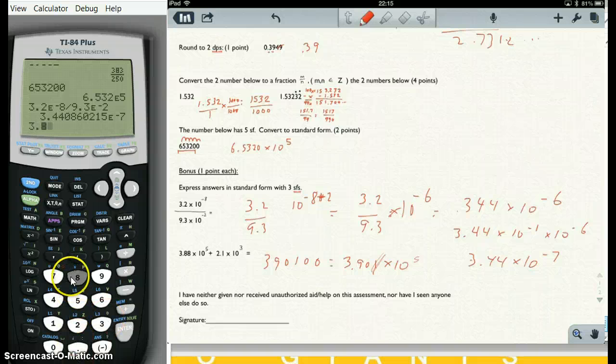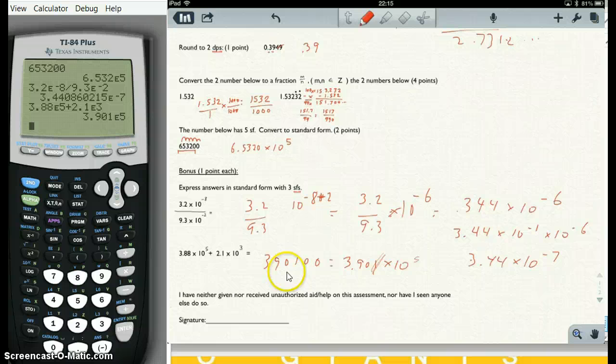You go 3.88, and this video might get cut off because it's getting close to 15 minutes. It's just you go plus, and then you go 2.1. So it's just calculator work.